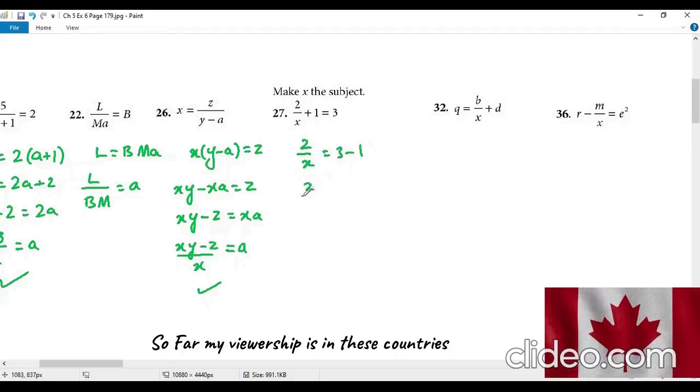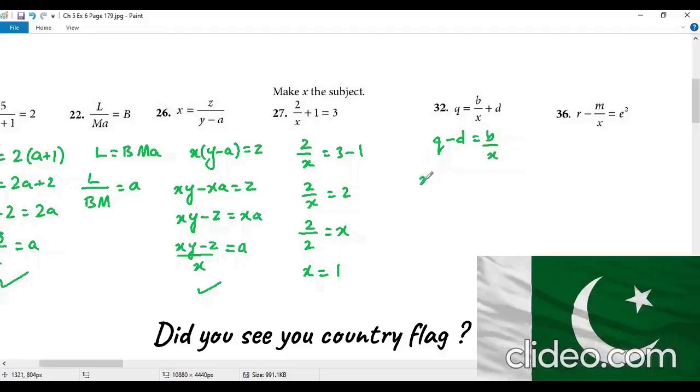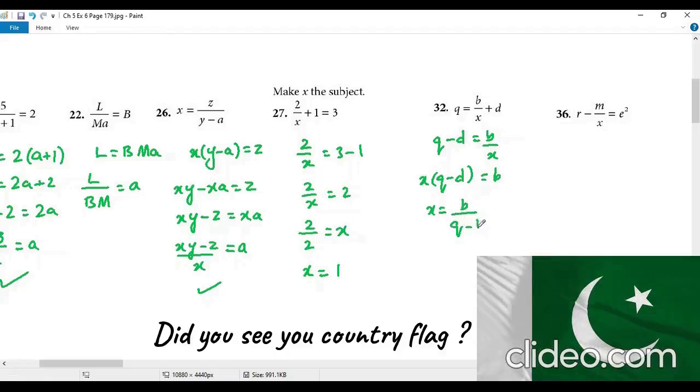So that means 2 over X equals 2, and X is going to be on the other side, and 2 is going to be coming here and divide. So X equals 1. Okay, when you have a fraction on the other side with an X, what you do is you will make Q minus D on one side and B over X on the other side. Now X is going to the other side and multiply by Q minus D equals B. Now X is going to stay here, and B will be divided by Q minus D. This is going to be your answer.